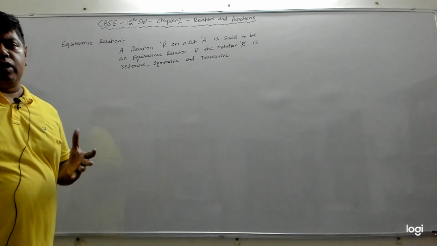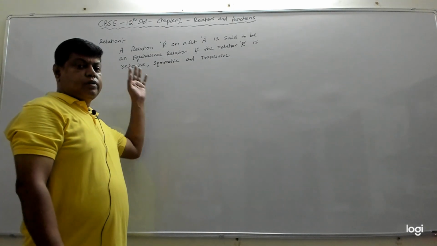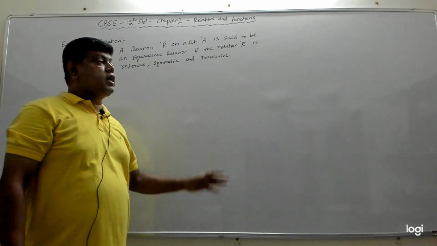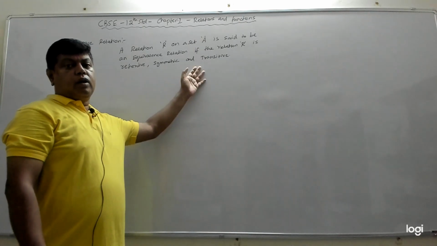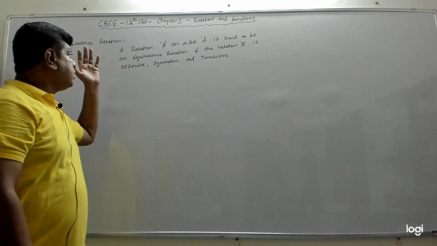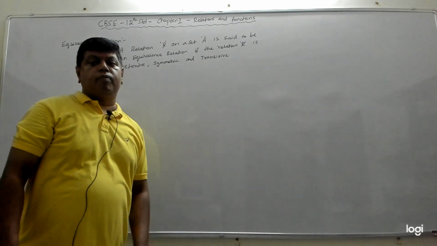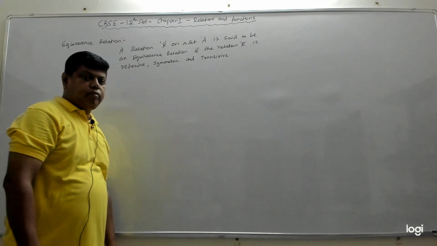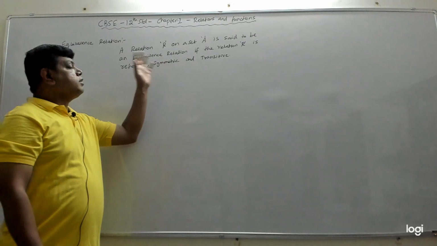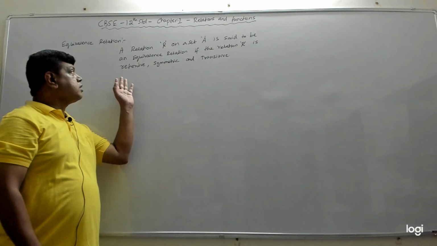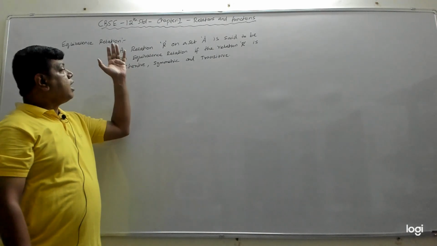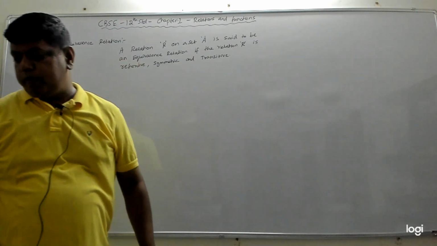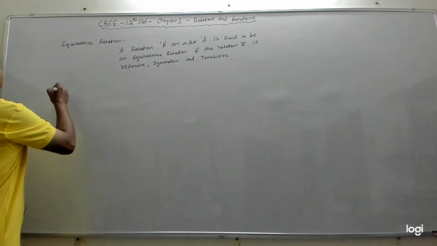If a relation is reflexive, symmetric and transitive, if it satisfies the required conditions for all three types, then we call such a relation an equivalence relation. Any relation which is reflexive and symmetric and transitive is called an equivalence relation. So we will do example 2 in your textbook.